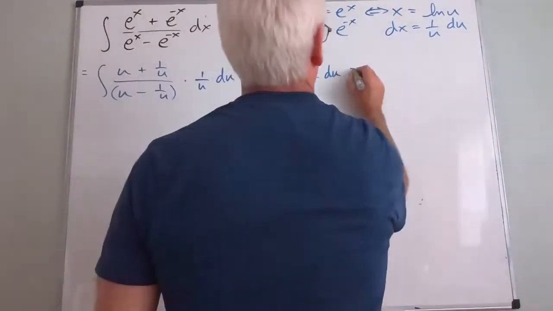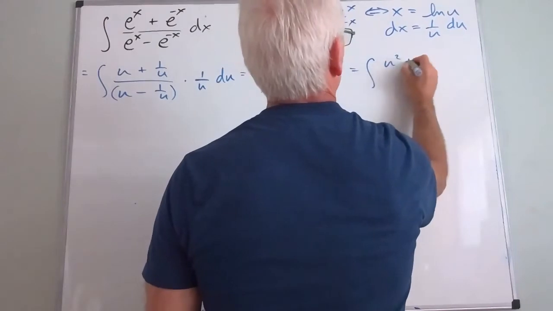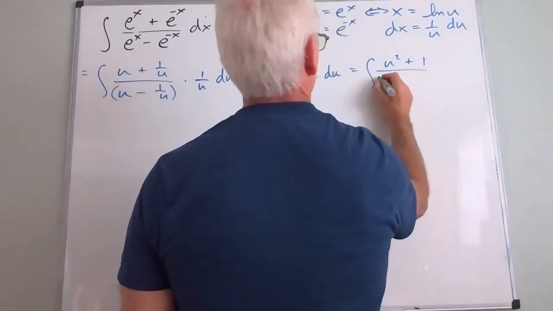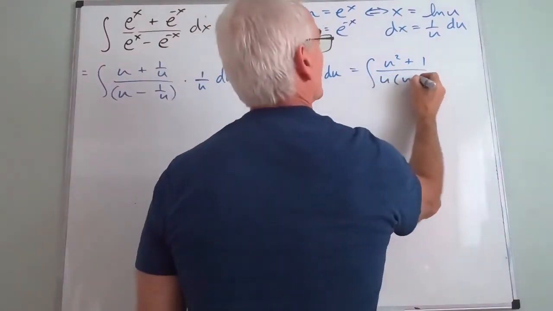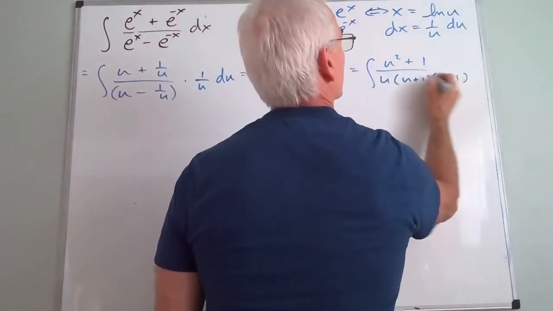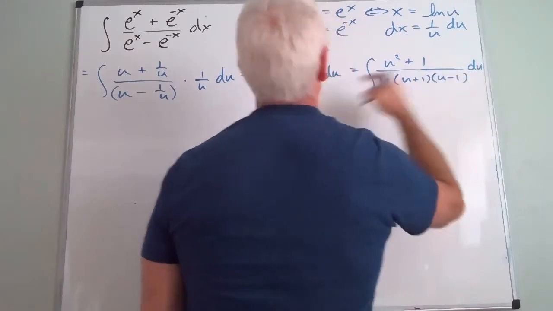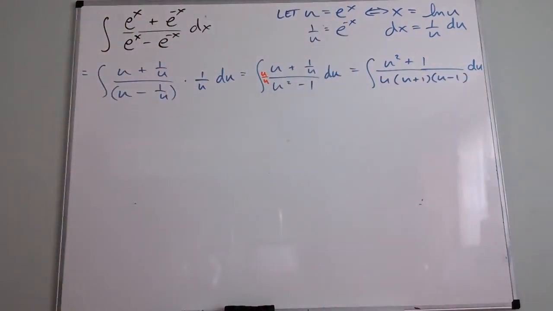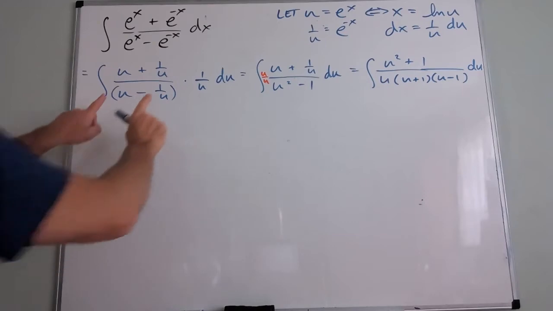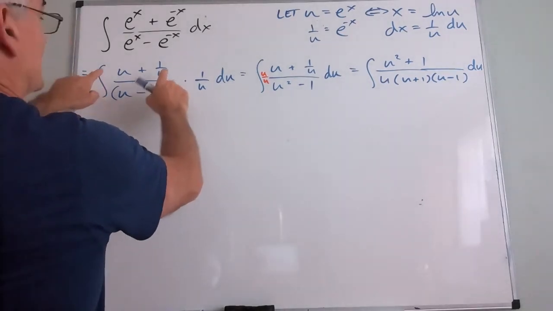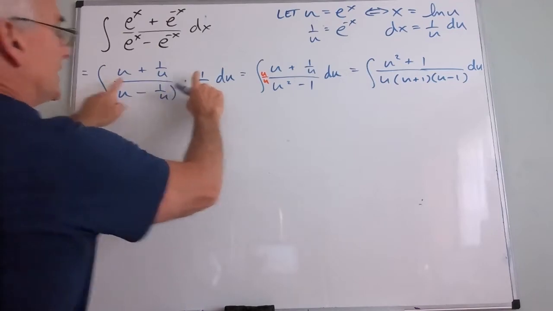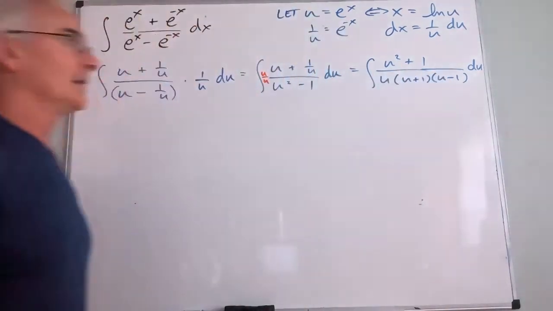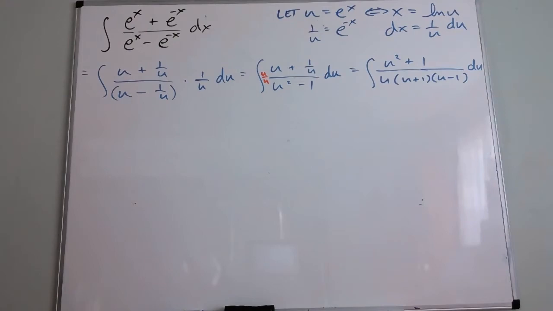And now my numerator will be u squared plus 1. My denominator will be u times, how about if I write that as u plus 1, u minus 1? Because u squared minus 1 clearly factors. So everybody okay with that? And quick check of your algebra, just make sure you agree that this quantity here is equal to this quantity here. Boy, that looks scary, or does that look like something we know exactly?